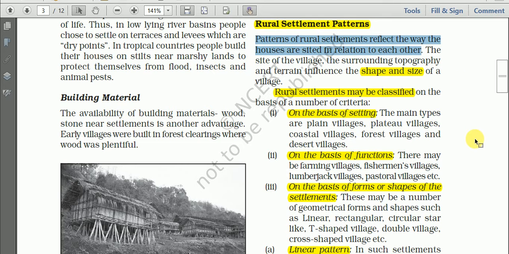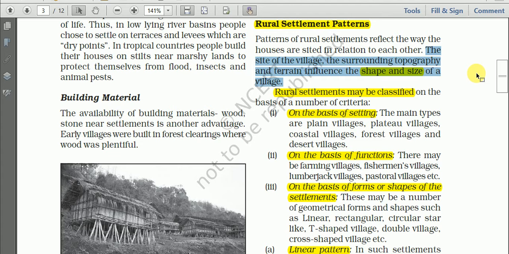The site of the village, the surrounding topography and terrain influence the shape and the size of a village. So the settlement patterns are dependent on the surrounding topography, the landscape. That is the point mentioned here. That means there is a very close relation between the settlement type and patterns with the physical environment.